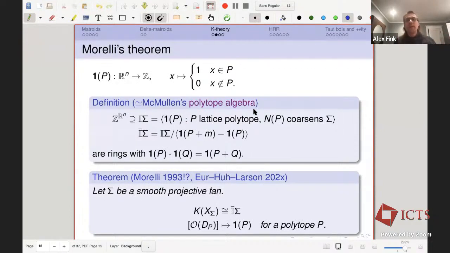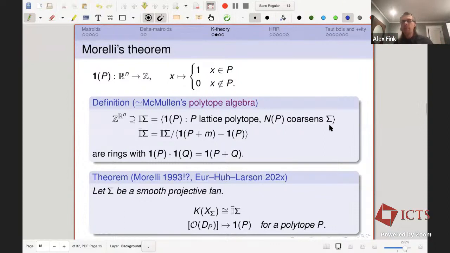It is a ring that has also appeared as the polytope algebra of McMullen. So what is this? This is a ring generated by polytopes, or more precisely, by the indicator functions of polytopes. The indicator function takes value 1 on points in the polytope, 0 on points not in the polytope. It's a function from R^n to Z. And if I have a collection of polytopes, I can add and subtract these indicator functions. I can form the group generated by these indicator functions.